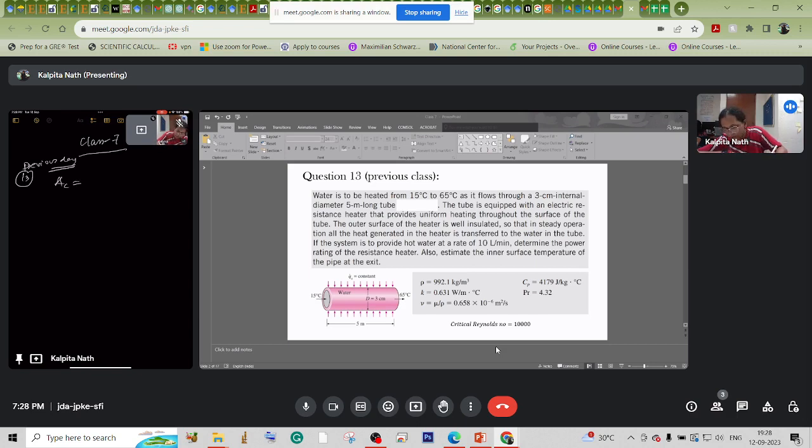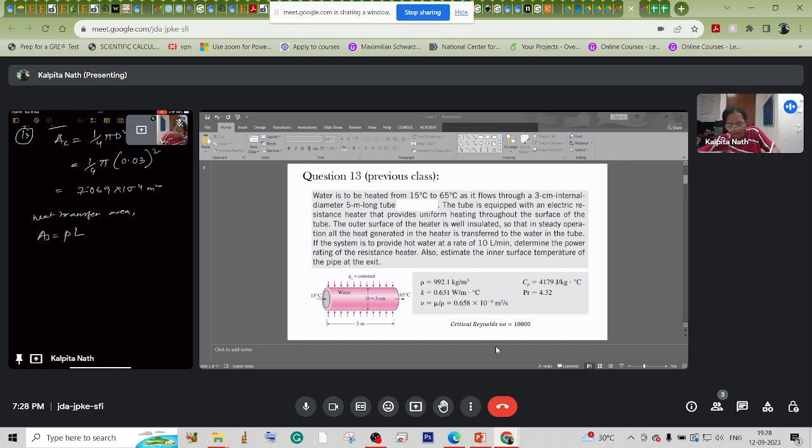So first we'll go on with the cross-sectional area, that is 1/4 of pi d square. 1/4 of pi, diameter is 0.03 meter, whole square, that is 7.069 into 10 to the power minus 4 meter square. Then the surface area, that is the heat transfer area, is the perimeter into length, that is pi d L, that is pi into diameter 0.03 meter into L is 5 meter, that is 0.471 meter square.